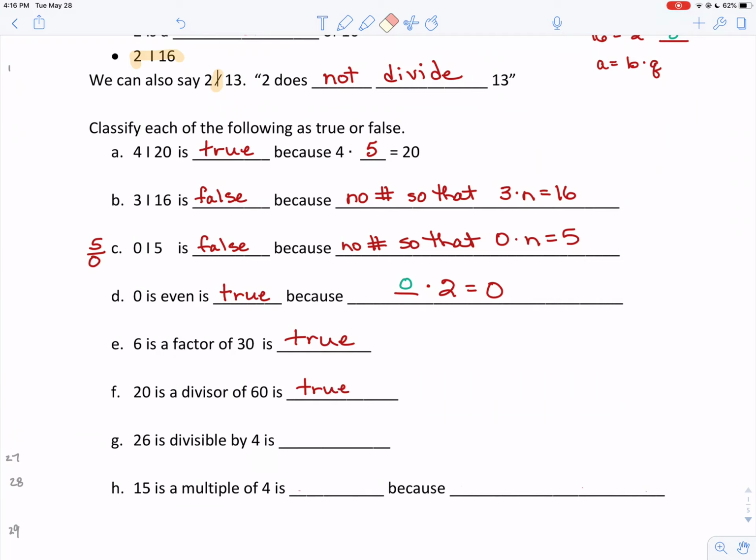26 is divisible by 4. Well, if you divide 4 into 26, you're going to have leftovers, okay? So that is false. And finally, 15 is a multiple of 4, is it? Nope, it is not, because there's no number that we can multiply by 4 that gives us 15.